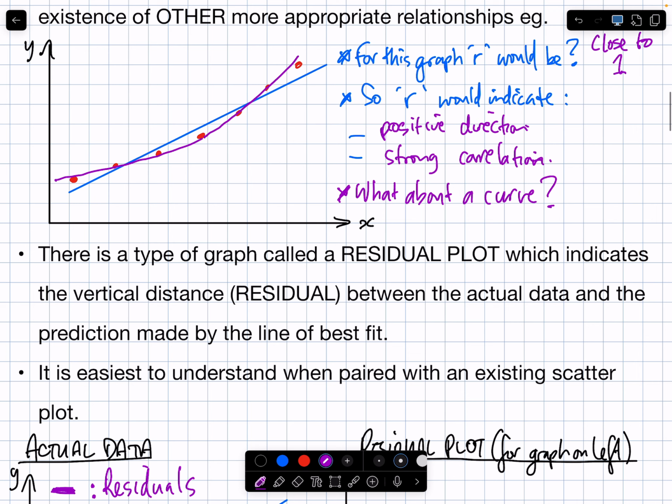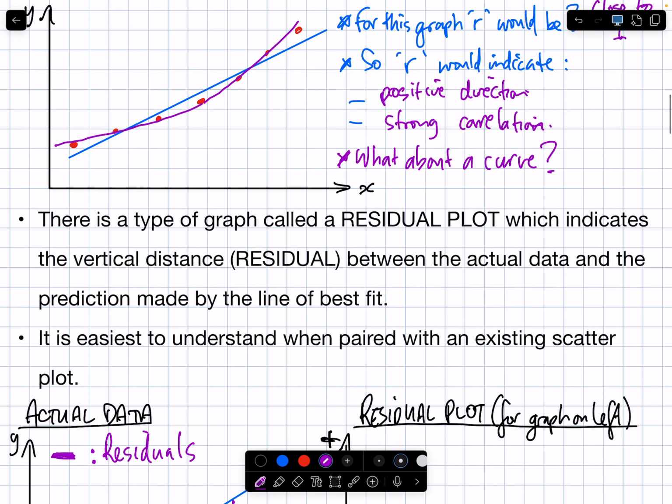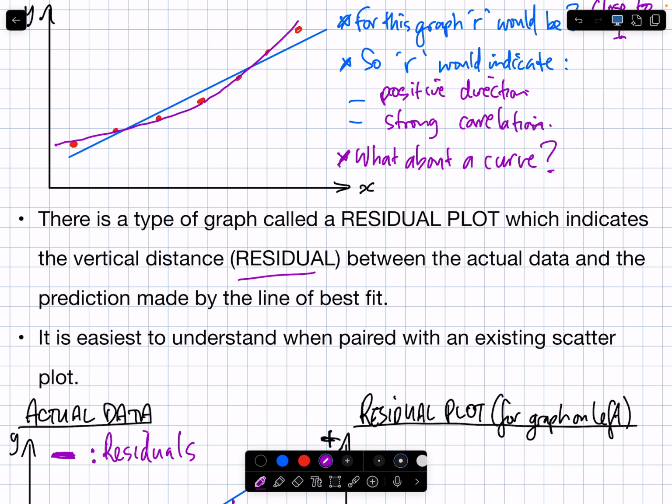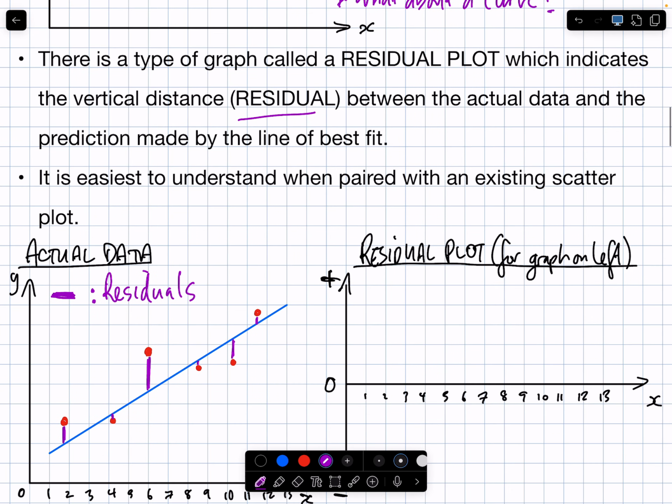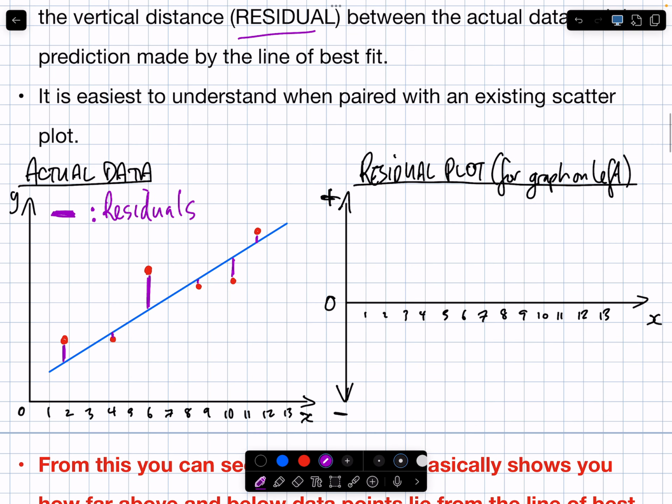There is a type of graph called a residual plot that indicates the vertical distance, otherwise known as the residual, between the actual data and the prediction made by the line of best fit. The easiest way to understand this is to give you one for us to play around with. So imagine that I've got this real data represented by red dots here, and I've run a line of best fit through it, a linear regression.